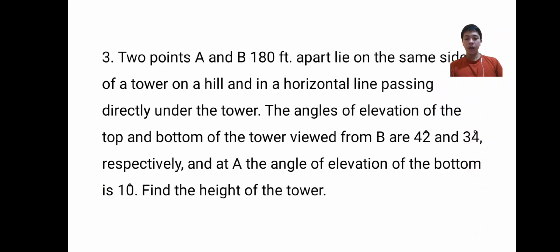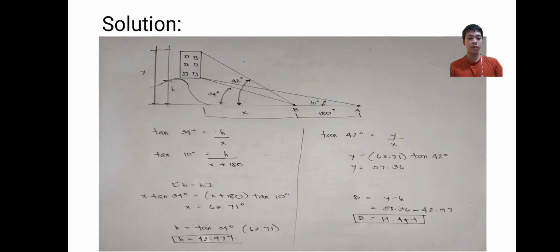Situational number 3. Two points A and B, 180 feet apart, lie on the same side of a tower on a hill and in a horizontal line passing directly under the tower. The angles of elevation of the top and bottom of the tower viewed from B are 42 degrees and 34 degrees, respectively. And at A, the angle of elevation of the bottom is 10 degrees. Find the height of the tower. So here is the figure.